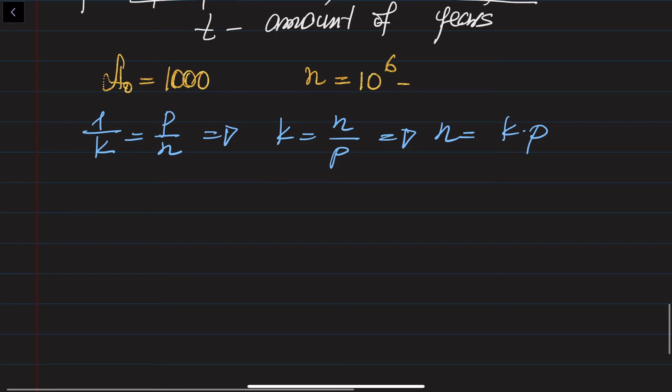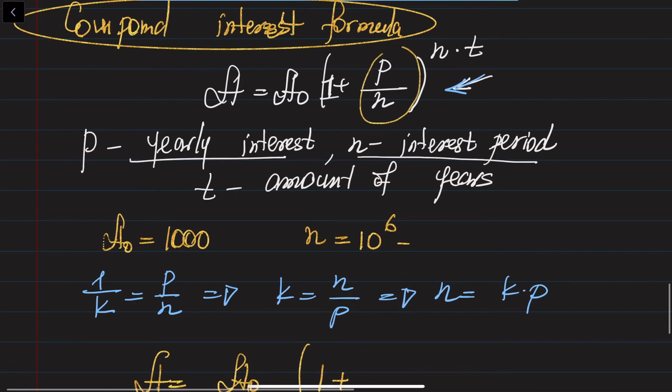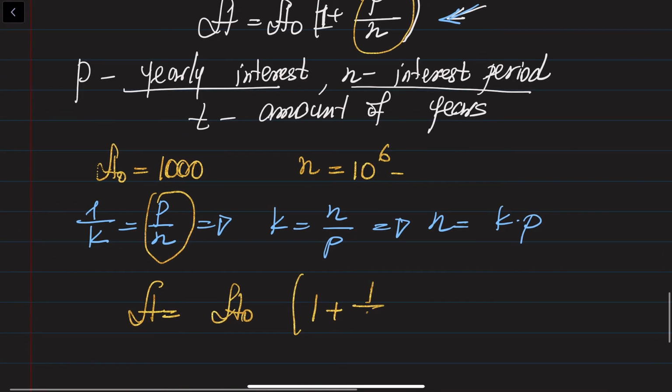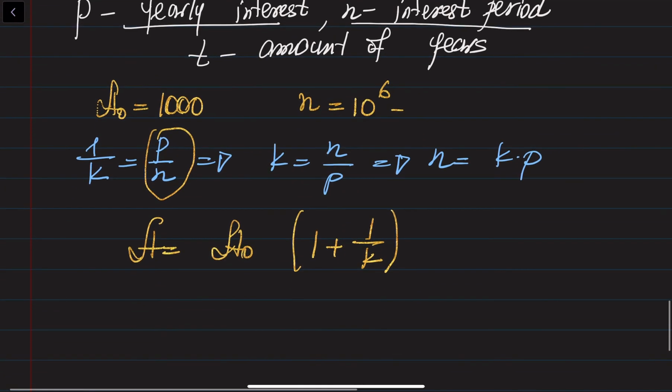So it's going to be A is equal to A0 times 1 plus... do you remember what p over n was? P over n is equal to 1 over k, right? So it's going to be 1 over k, and this is in the power of nt. So nt is essentially kp times t, so k times p times t.